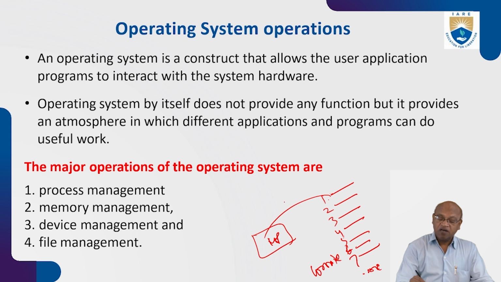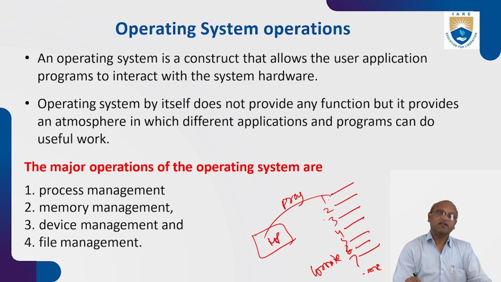A program under execution is called a process. This is a program, and we are executing it line by line. It is a process, it will process. What will it process? It will execute the instructions line by line, step by step. So a program under execution is called a process.